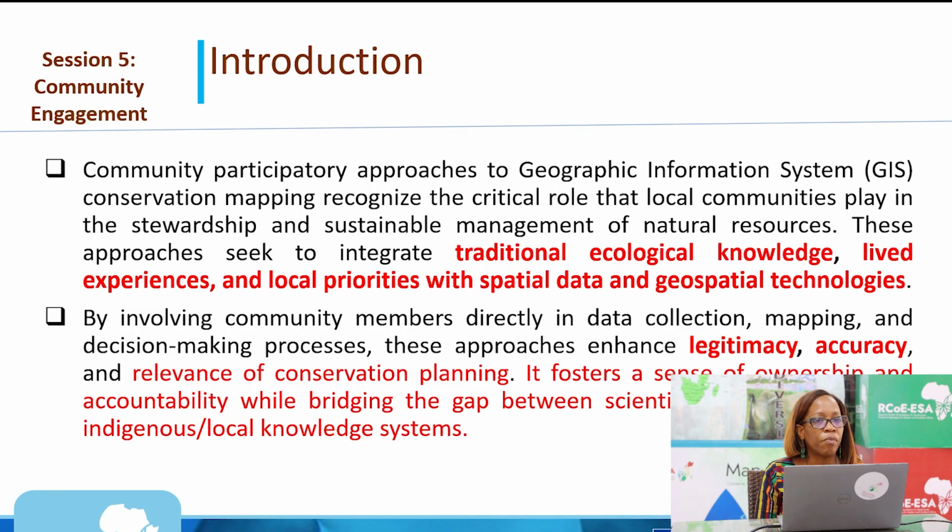Most of the times, professionals tend to undermine local ecological knowledge. And yet, for example, the indigenous people, as we all know them, they've been very critical in conserving our environment. Therefore, by involving community members directly in data collection, mapping, and decision-making processes, these approaches enhance legitimacy, accuracy, and relevance of conservation planning, which fosters a sense of ownership and accountability while bridging the gap between scientific mapping tools and indigenous local knowledge systems.